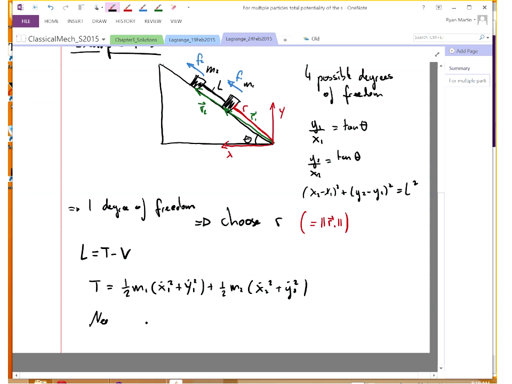So what we really need is x1 dot, y1 dot, x2 dot, and y2 dot in terms of our generalized coordinate, which is R.